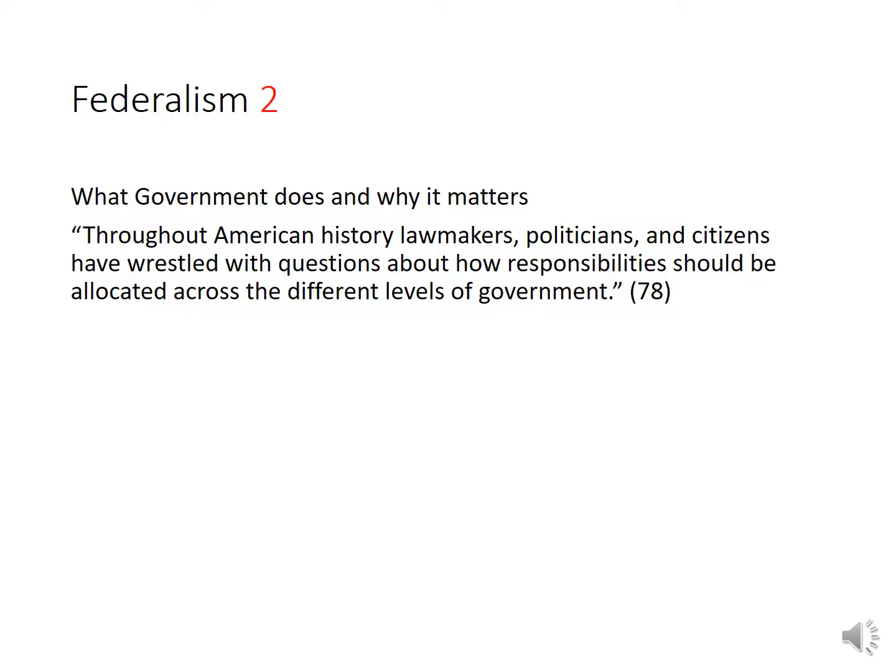Throughout American history, lawmakers, politicians, and citizens have wrestled with questions about how responsibilities should be allocated across the different levels of government. Let's really hone in on that phrase, different levels of government, because that really captures the essence of federalism. Time and again, when you're reviewing this chapter, come back to that phrase. And so the debate then is how many levels of government should we have, and in what particular circumstance should one level of government have more authority, have sovereignty over the other levels of government.